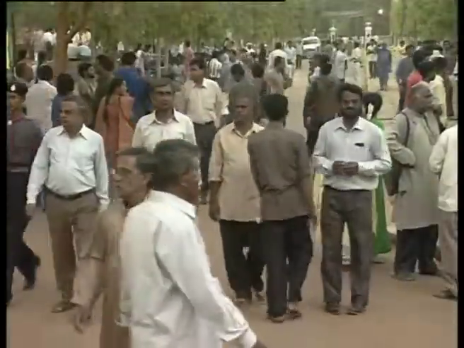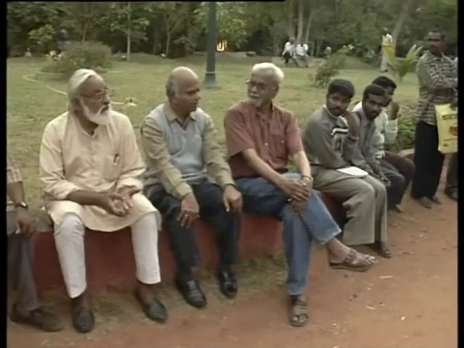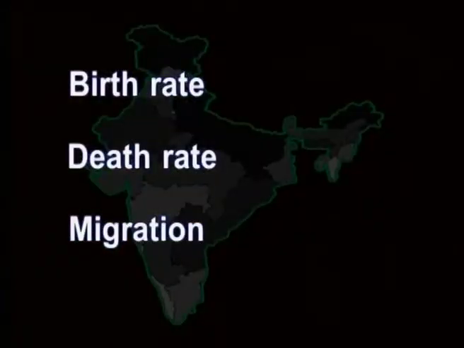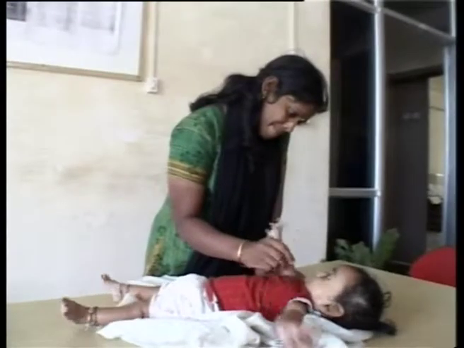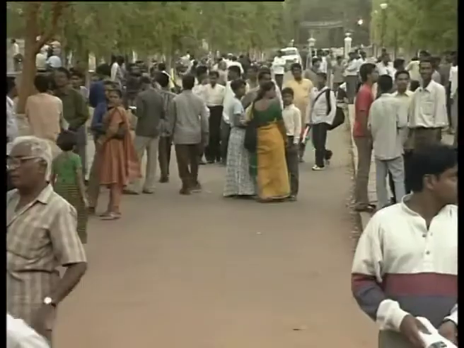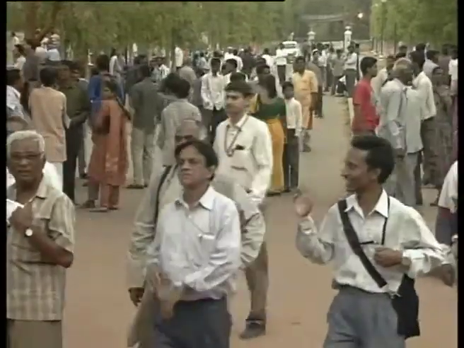The three major factors that determine population change are birth rate, death rate and migration. Changes in population are caused by births, deaths and the movement of people into and out of a country. The number of children born is called the fertility of a population. This increases the size of the population.